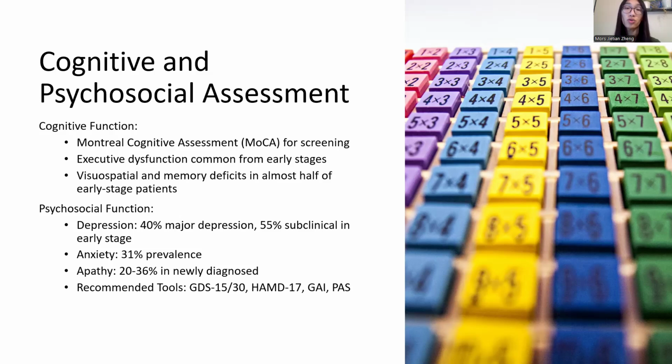For psychosocial function, the statistics are quite alarming. 40% of the patients have major depression, with 55% showing subclinical depression in early stage disease. Anxiety affects 31% of the patients, and apathy occurs in 20 to 36% of the newly diagnosed individuals. We have excellent tools for assessment, including the Geriatric Depression Scale, Hamilton Depression Rating Scale, Geriatric Anxiety Inventory, and Parkinson's Anxiety Scale.